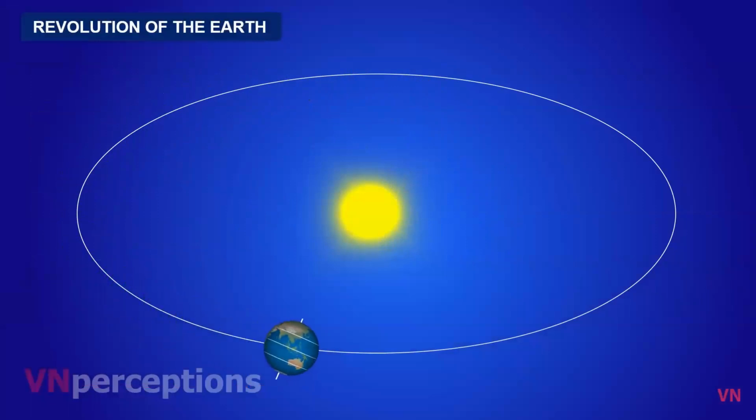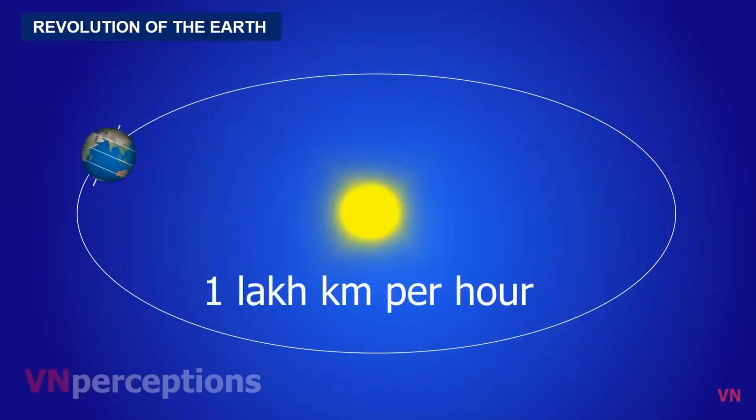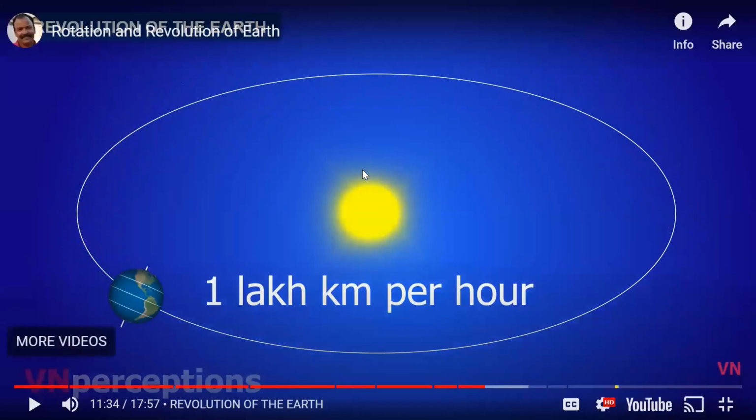So when the earth is revolving around the sun in an elliptical orbit, we call it the revolution of the earth. And this leads to various phenomena. The earth moves at an average speed of 29.8 kilometers per second, or it is easy to remember, 1 lakh kilometers per hour. So it is the distance covered by the earth in 1 hour.